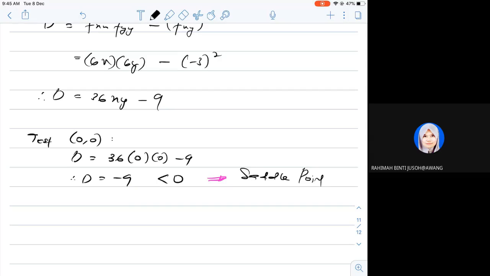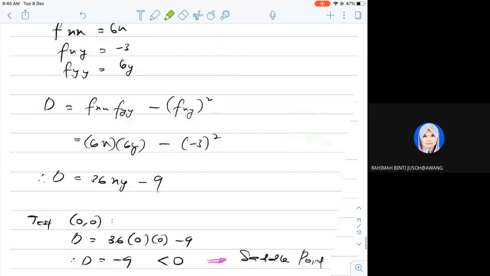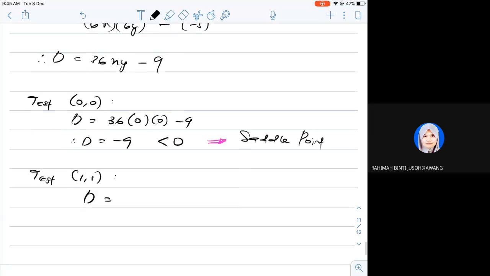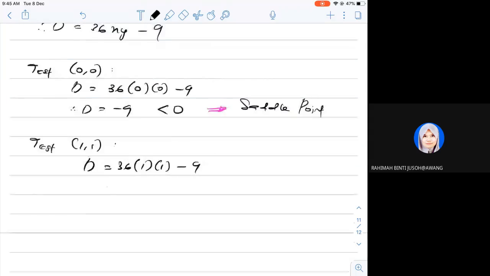Saddle point. Okay, and then next we test the second critical point. We already tested (0, 0). Now we test (1, 1). Calculate your d. d is 36 times x, which is 1, y also 1, minus 9. 36 minus 9, so we will get 27, isn't it? So 27, d is positive.